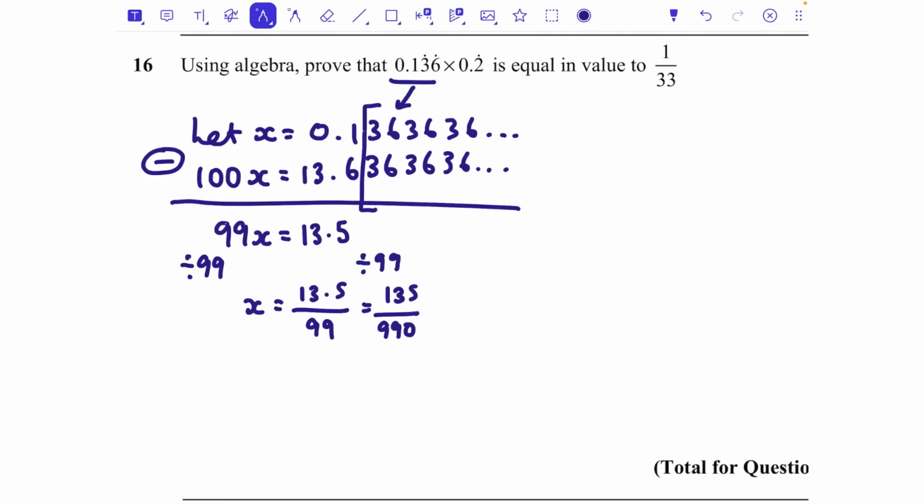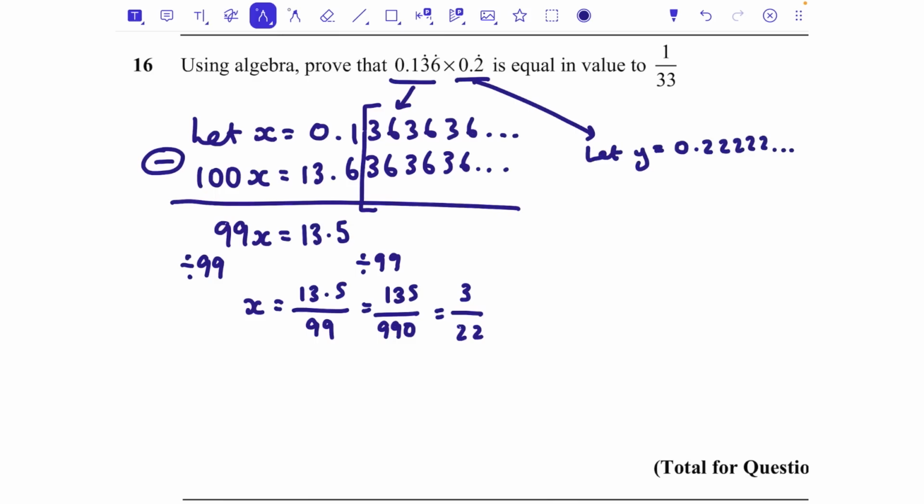And now I'm just going to see if that simplifies. Because we are blessed to have a calculator, you can just type it in and your calculator will simplify it for you. So 135 over 990 does indeed simplify to 3 over 22. Great. So we're going to leave that there, and now we're going to worry about the 0.2 recurring. So this time I'm going to use y, just because.